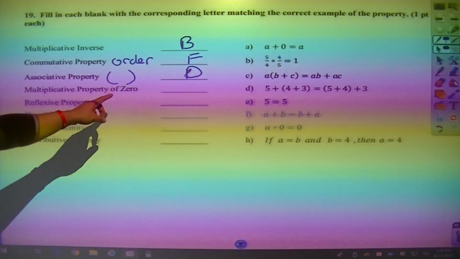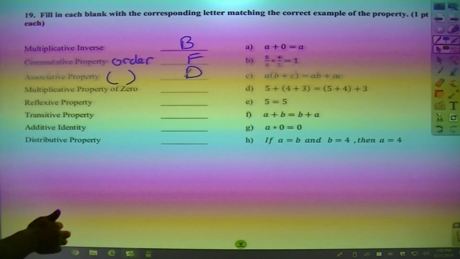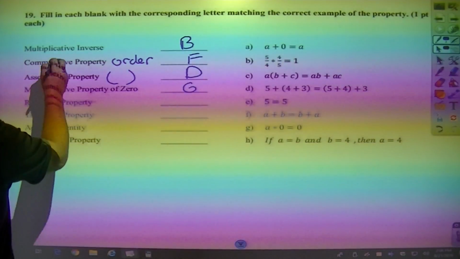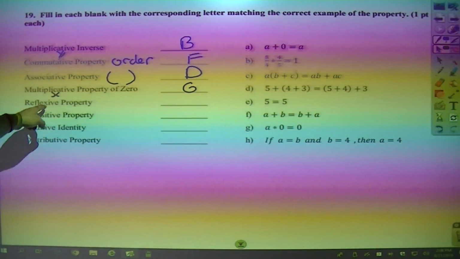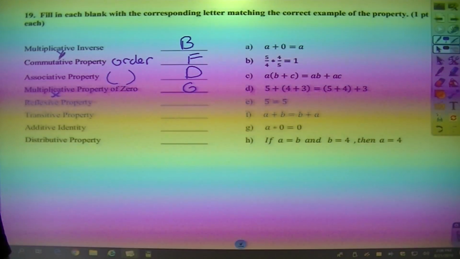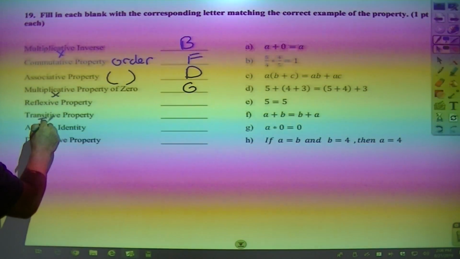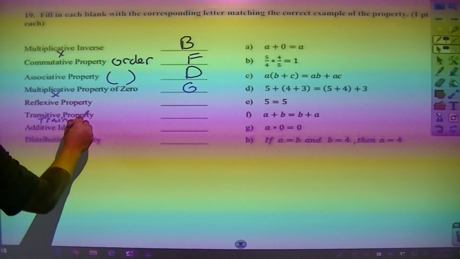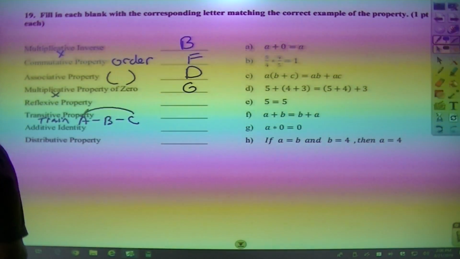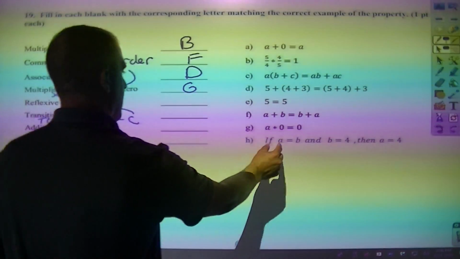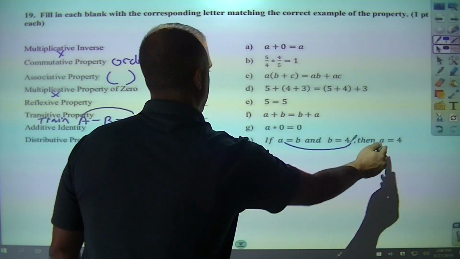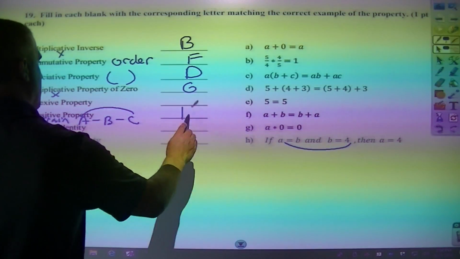All right. Multiplicative property of 0. So once again, multiplication, that would be G. Multiplicative means multiplication, so that's a dead giveaway on those. Reflexive property, I'll leave that to the end. Transitive property, the way I think of that is like a train. What that means is you connect A to B, B to C, and then A connects to C. So as you see here, A to B, B to C, and then these two connect. So that's why this one here is the transitive property.